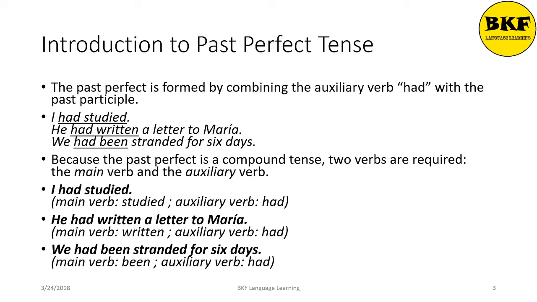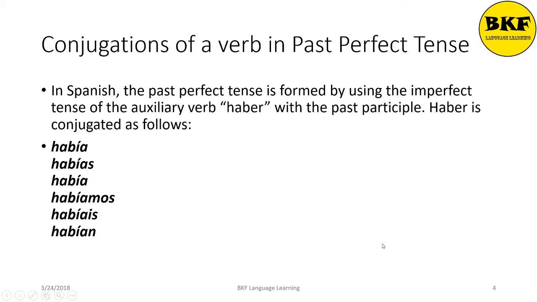Introduction to past perfect tense. The past perfect is formed by combining the auxiliary verb had with the past participle. For example, I had studied, he had written a letter to Maria, we had been stranded for 6 days. Because the past perfect is a compound tense, two verbs are required, the main verb and the auxiliary verb. So in the sentence I had studied, studied is the main verb and had is the auxiliary verb. Similarly for the other two examples.